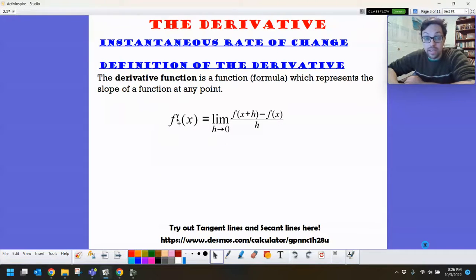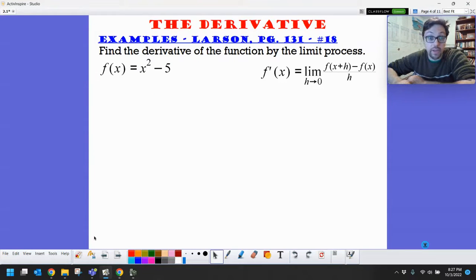This is the definition of a derivative. We want to use this in order to figure out what the derivative formula is for a function. So let's do precisely that. I've got this function f of x equals x squared minus 5. I want to figure out what the derivative of this function is.